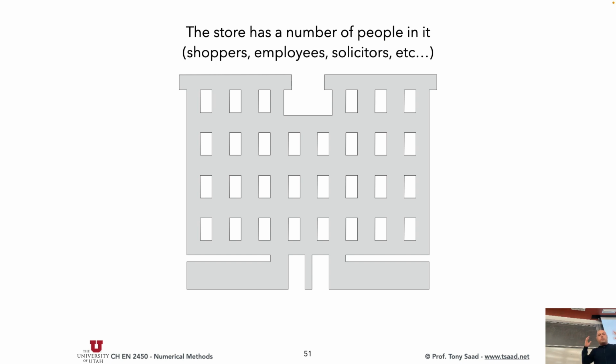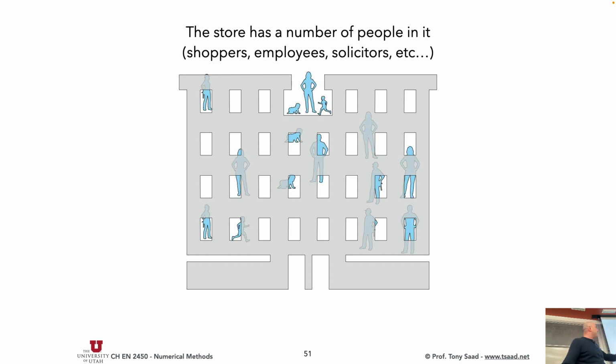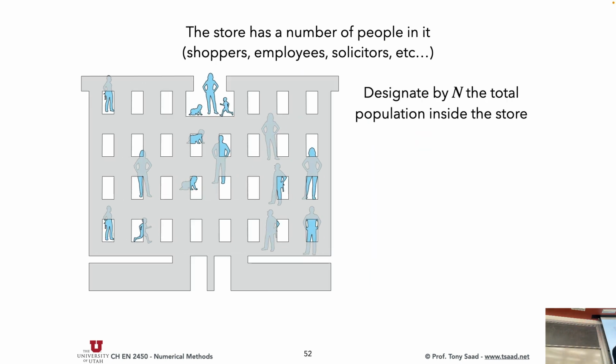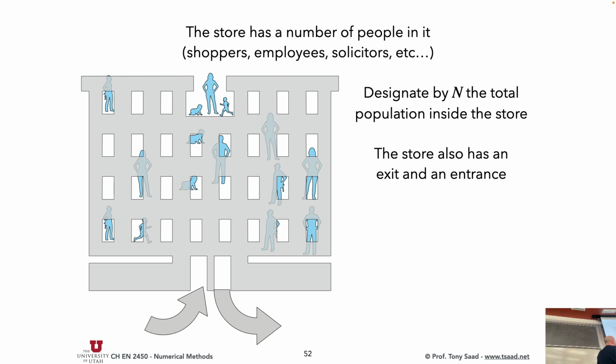Suppose, initially, when you take a snapshot of that store, it could be South Town or whatever. There's shoppers, there's employees, solicitors, whatever. Bunch of people in there, right? Babies crawling all over the place. Now, designate by n the total population inside that department store. Nothing mysterious here. Now, the store also has an entrance and an exit. So people come in through the entrance, and people can leave through the exit.